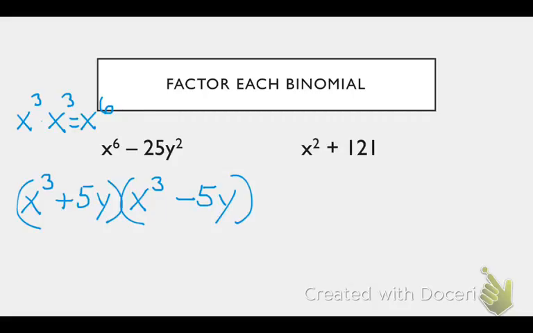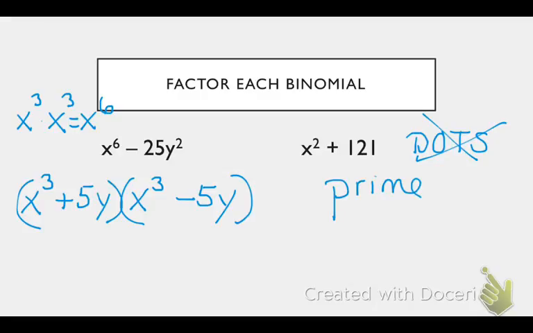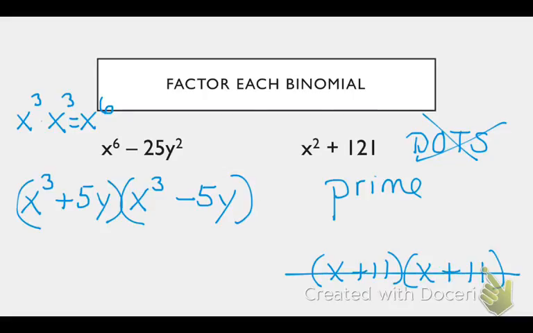This final one, x squared plus 121, many kids will make a mistake and try to factor this, but this is not the dots pattern because it's not a difference. Therefore, this binomial is prime. It cannot be factored. Sometimes kids think it can be factored into x plus 11 times x plus 11, but if you distribute, you'll see that this is incorrect.